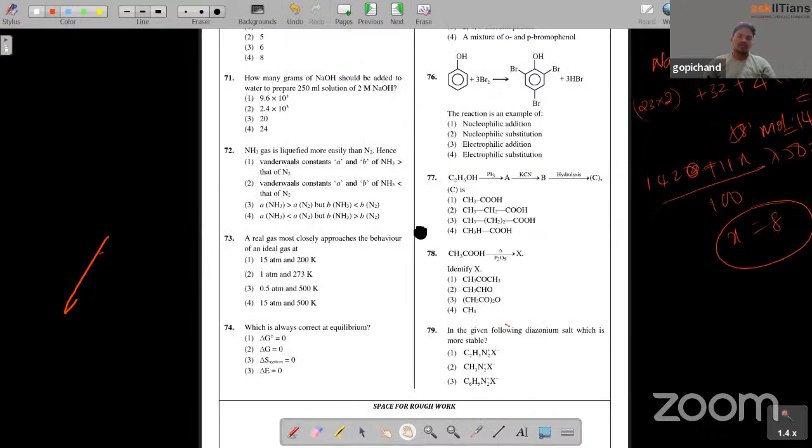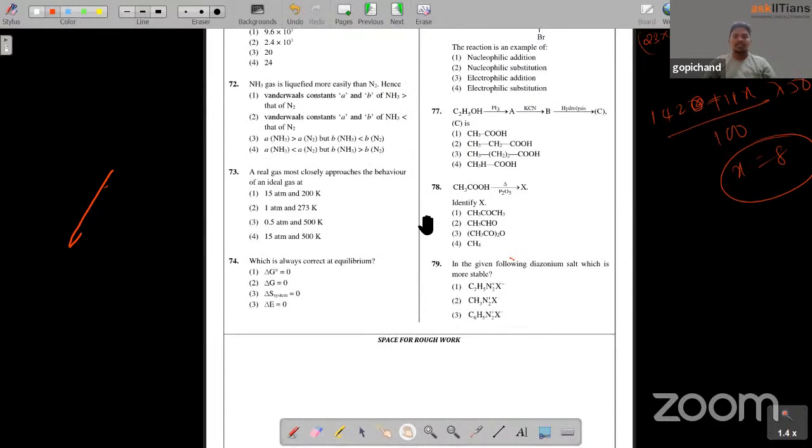Okay, so see question number 73, real gas behaves most ideally under which condition? The condition mentioned which is always correct: low pressure and high temperature is the correct answer. Among the 4 options, where is the low pressure and high temperature? Yes, so option 3 is the correct answer.